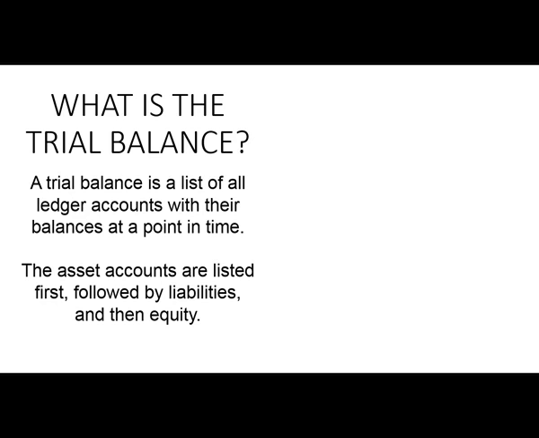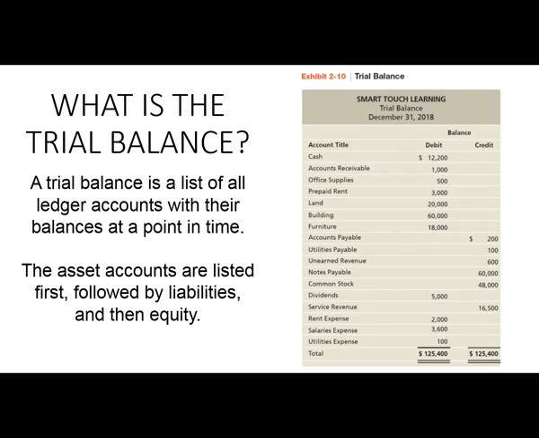And it's a pretty simple document. It's just a list of all the accounts with their balances. And it looks like this. You can see we start with our assets and then liabilities and then our equity accounts. And we just list the debit balances and the credit balances. And you can see at the bottom of our trial balance that we have this nice balance. That's why it's called the trial balance.